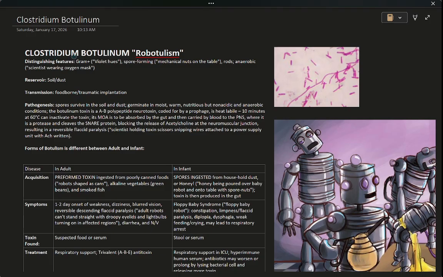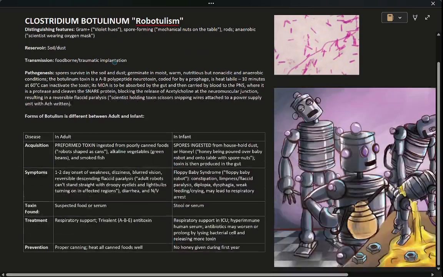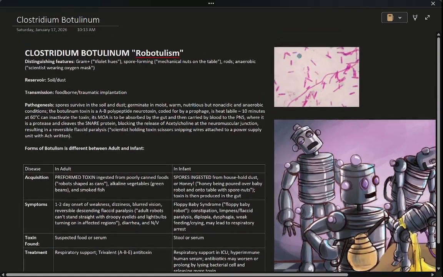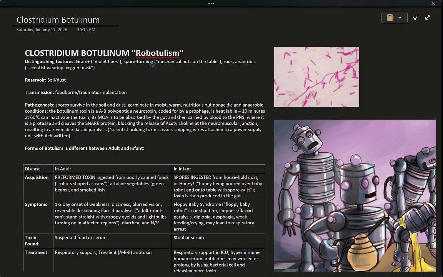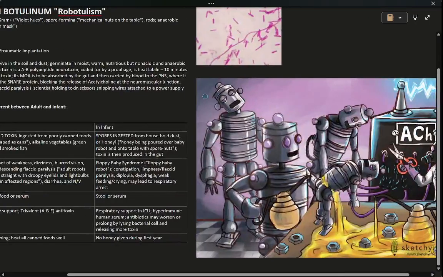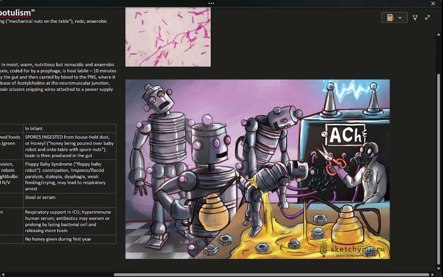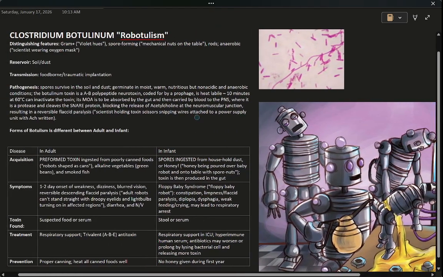Clostridium botulinum is a gram-positive bacteria, so think about the violet hues in this image, and also in this cultured sample over here. It is also spore forming, so think about the mechanical nuts on the table right over here. This time we have mechanical nuts rather than a walnut.